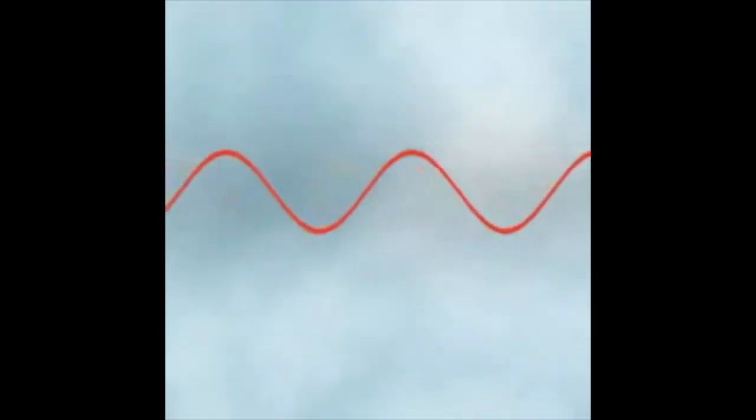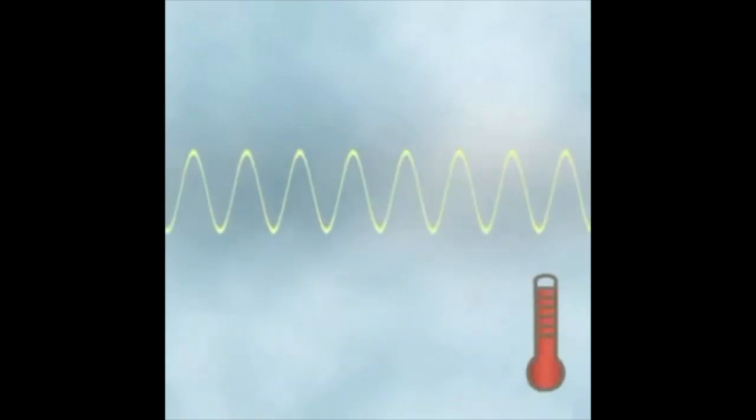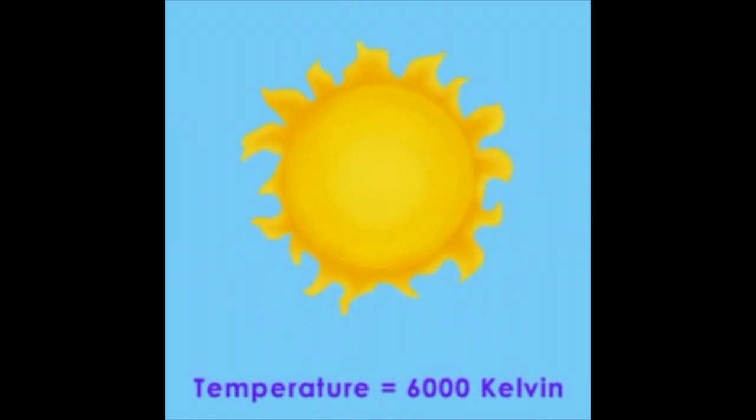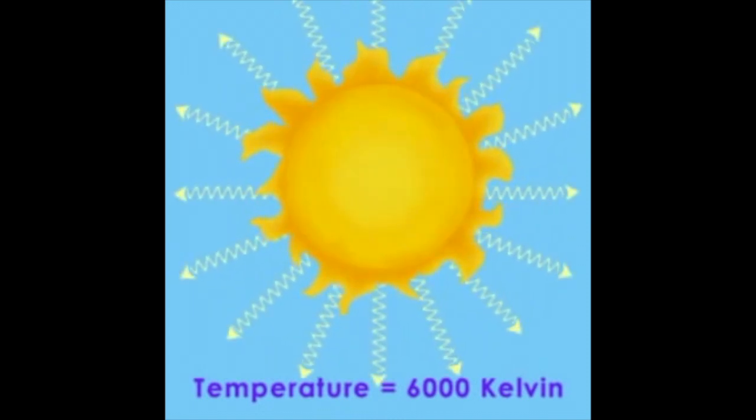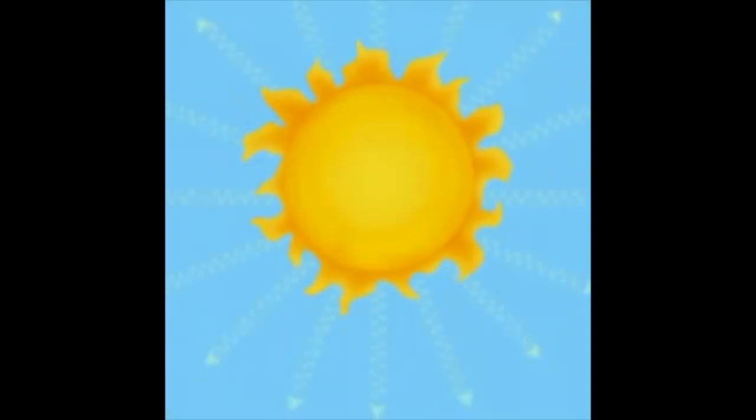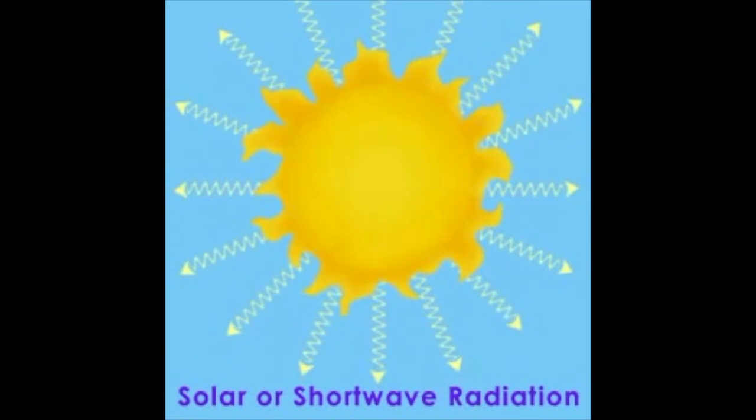The shorter the wavelength, the more energy carried by the wave. The wavelength of emitted radiation is determined by the temperature of the object it comes from. The higher the temperature, the shorter the wavelength of emitted radiation. The sun, with its high surface temperature, emits a great deal of high-energy, short wavelength radiation. Energy emitted by the sun is also referred to as solar or shortwave radiation.